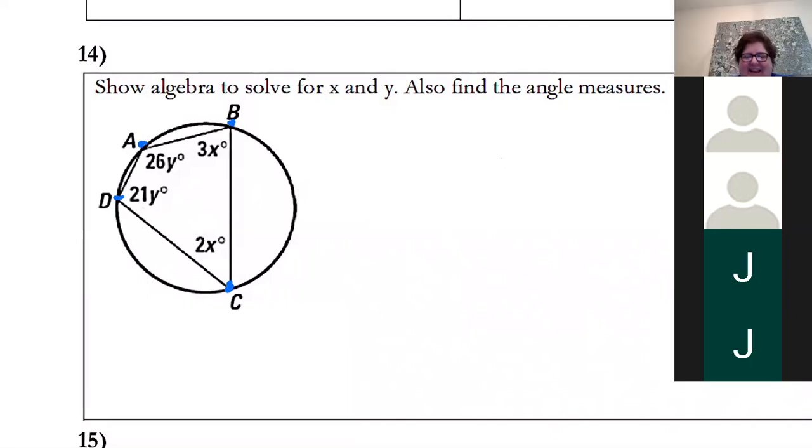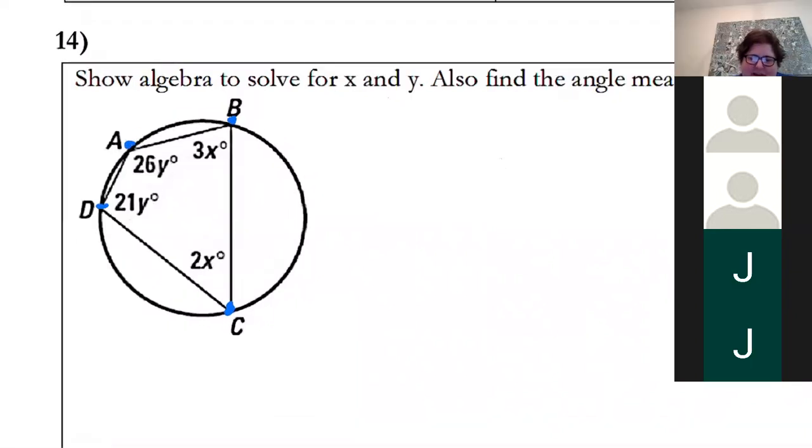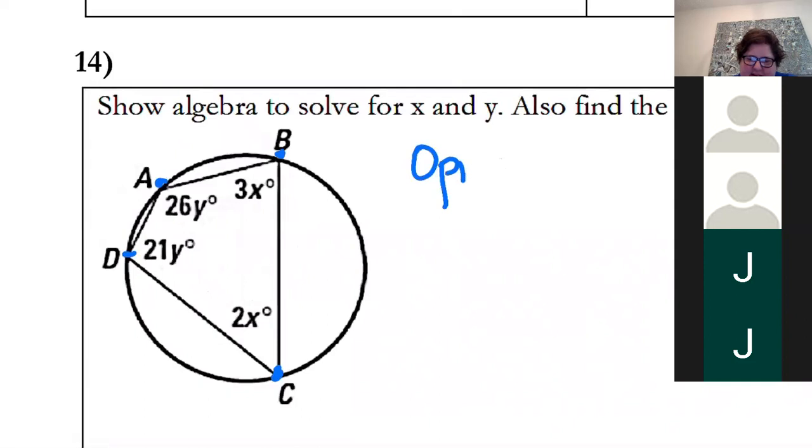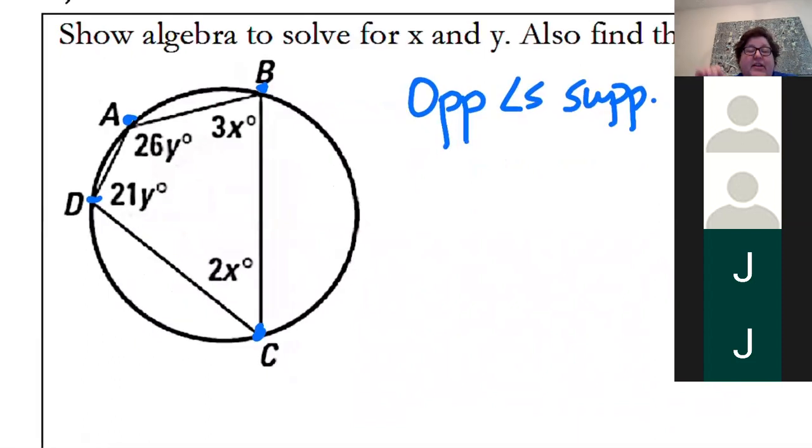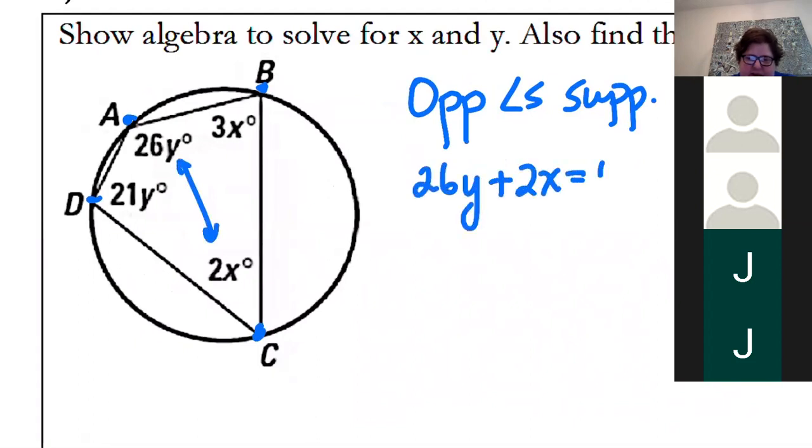Yeah, supplementary. So be careful about that, because it's really easy to think they should be congruent, but they're all going to add to 180. Sorry, they're going to add to 360 because it's a quadrilateral. So the opposite ones have to add to 180. So you do 26y plus 2x equals 180. And I would probably simplify that and go ahead and divide everything by 2 just to make the numbers smaller.